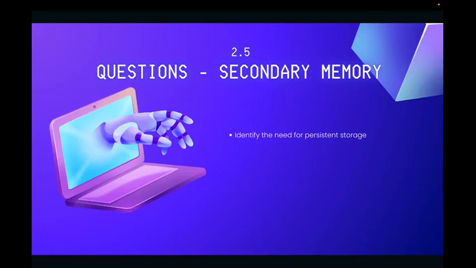Okay, the next questions are to do with secondary memory, section 2.5. Persistent storage is necessary in order to be able to keep all the user's files and data for later use. For instance, a hard drive is a perfect example of persistent storage because it allows the user to permanently store various different types of data.